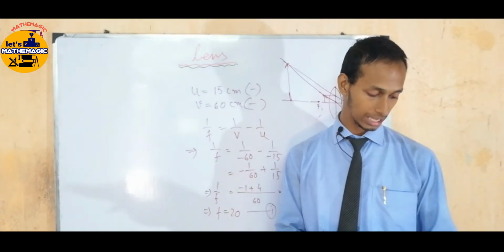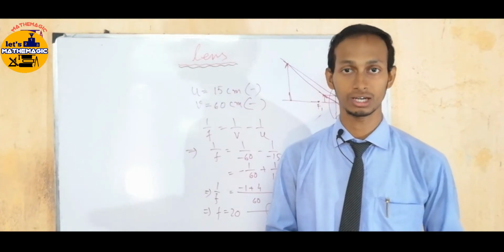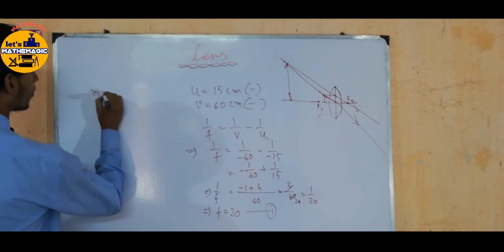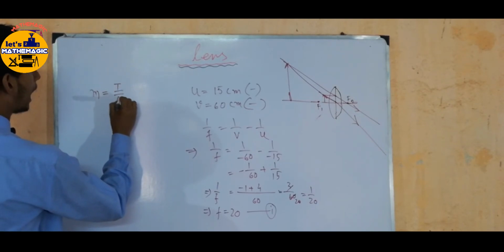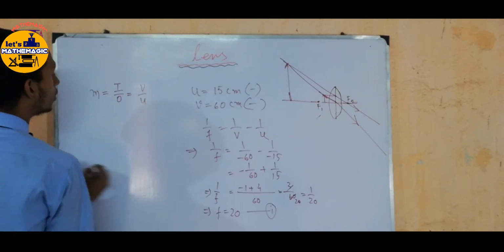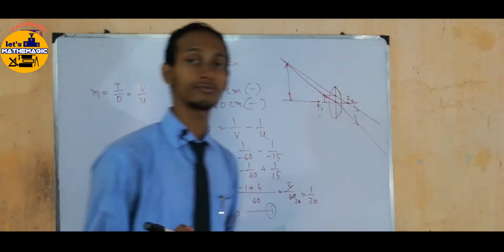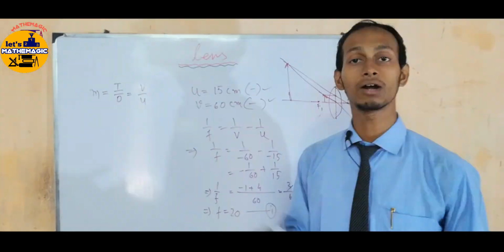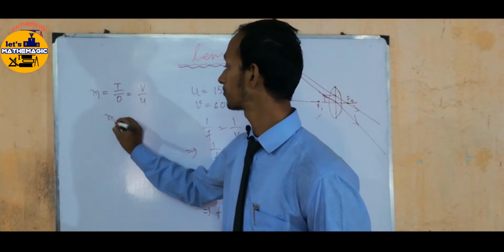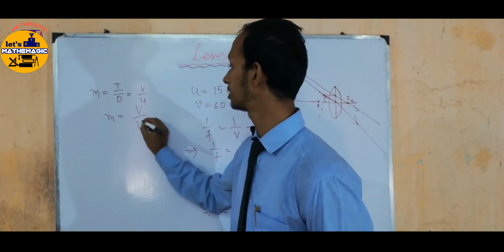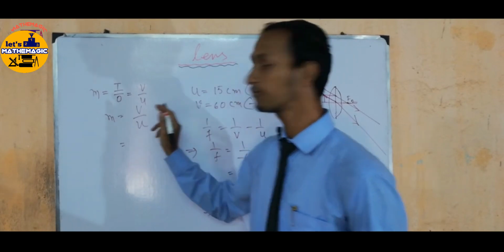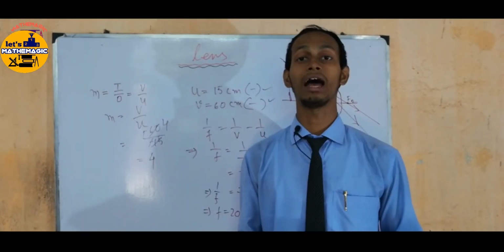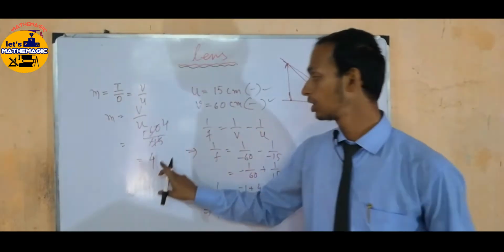In the next question they have asked what is the magnification. So in magnification we have two formulas. One is m equals I by O equals V by U. Here, as we don't know the value of I and O, with the help of the values of V and U we will find out the value of m. From this equation we will make one equation like this. So if we put the values of u and v, we will get something like this. The value of m that we got is 4.